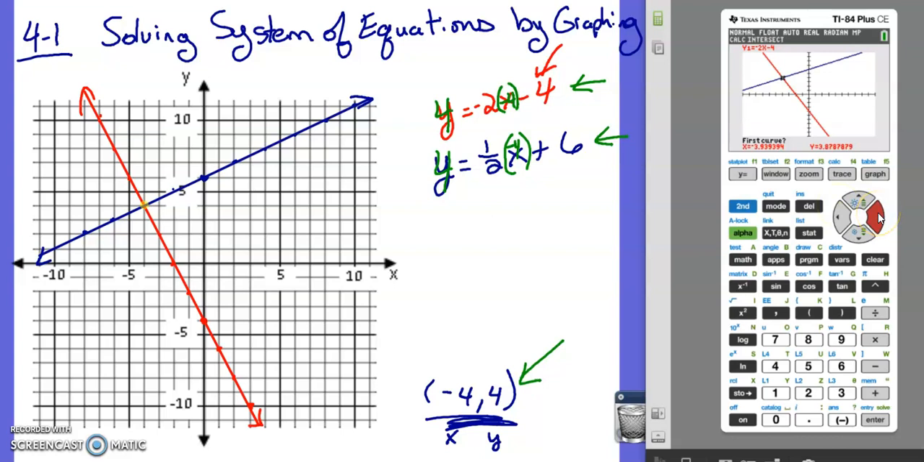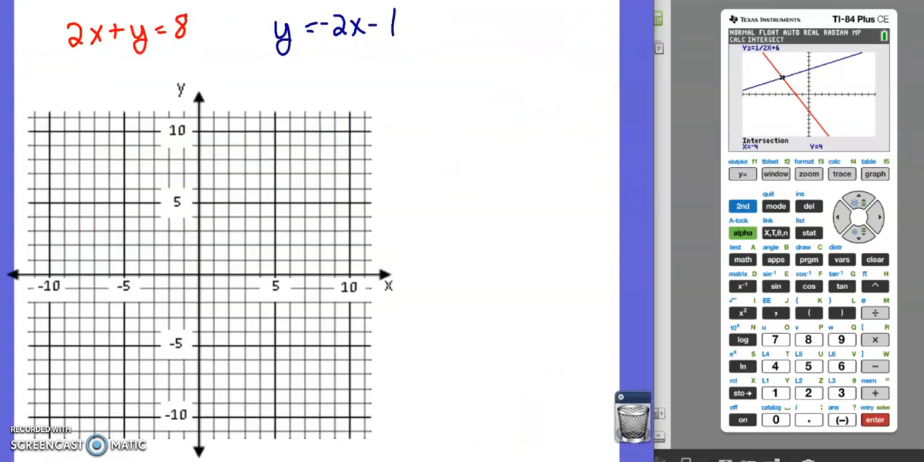And you get as close as you can to the point of intersection, and then you're going to press the enter button 3 times. And notice it tells you the point of intersection is -4, 4. So there are several ways you can check your answer by doing this. Let's look at another illustration.